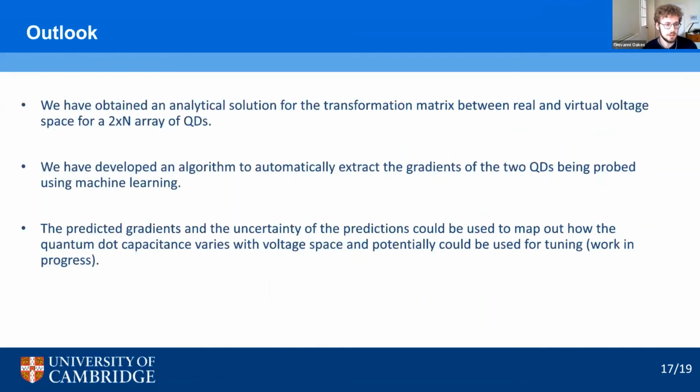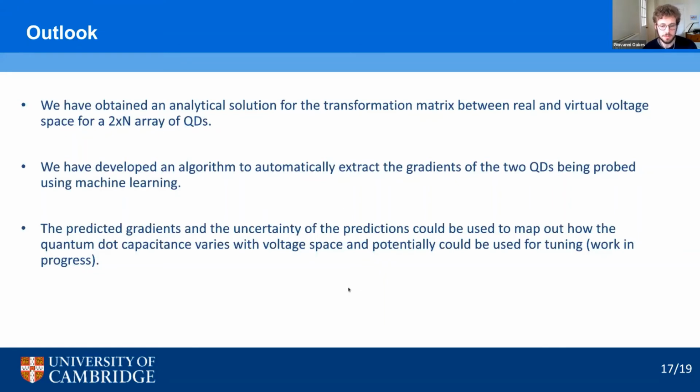So to conclude, we have come up with an analytical solution for the transformation matrix for virtual voltage extraction for a 2x(n) array. We have also developed an algorithm to automatically extract the main dot reservoir gradients when only probing 2 quantum dots at a time. And we also think that this could potentially be used to map out how these virtual voltages vary in voltage space, which could also tell us how the quantum dot is behaving as we vary our gate voltages, and potentially could be used for tuning.